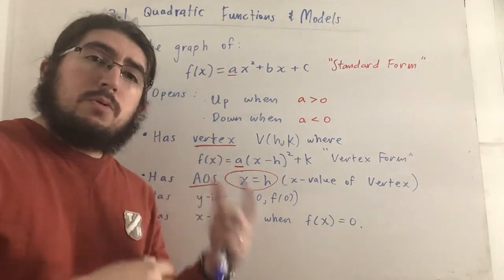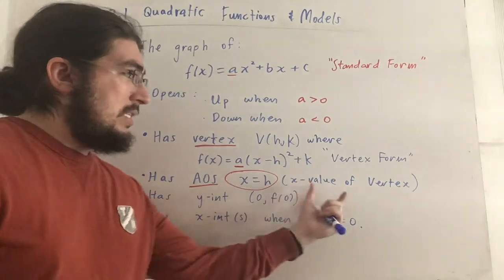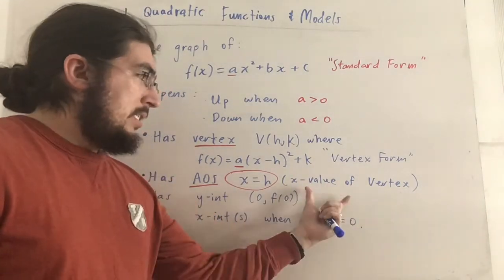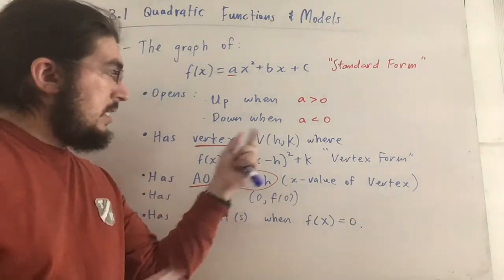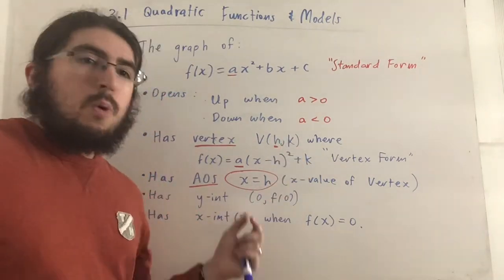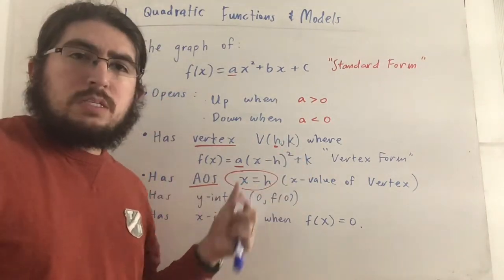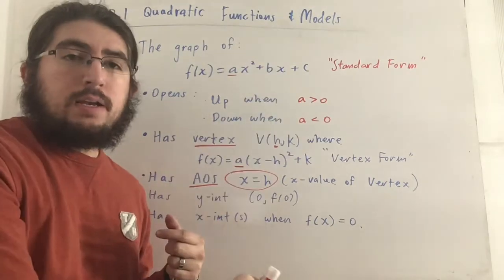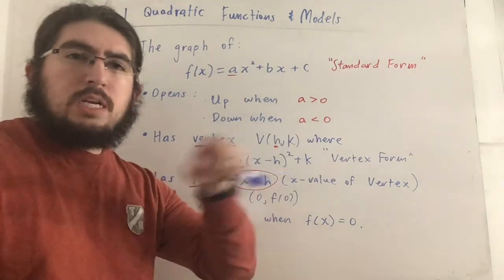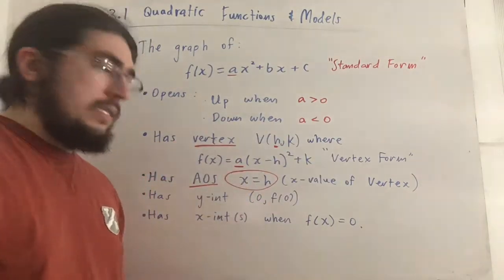So if it passes through the vertex, then its x value is the same as that of the vertex. It's just the x value of the vertex. H is the x value of the vertex. Why it's the line x equals h is because x equals a number is a vertical line. If you recall, y equals a number would be a horizontal line, so that's why it has this equation.